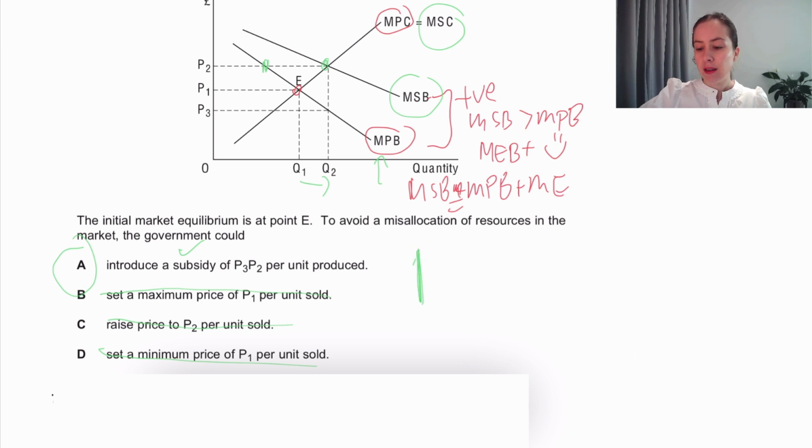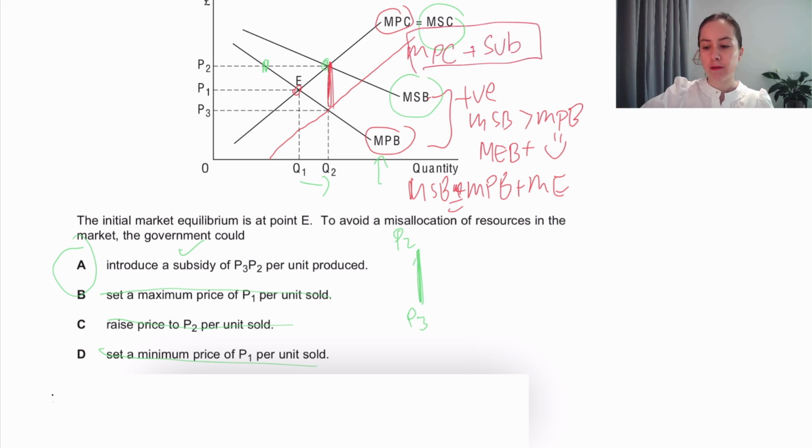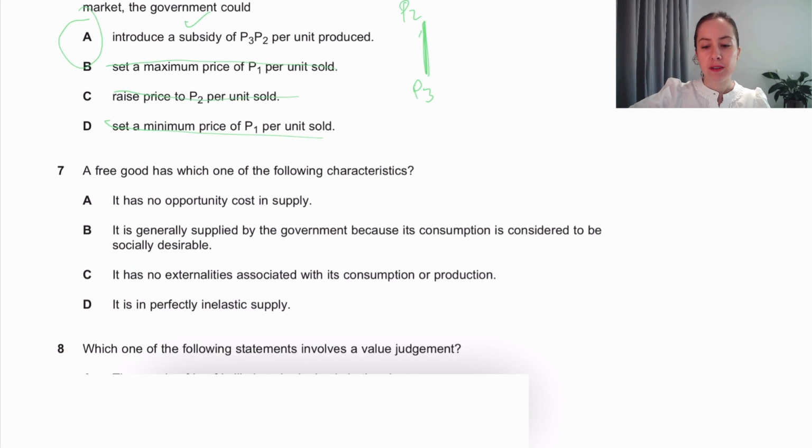you're subsidizing a height of P2, P3. So that would shift your supply curve down by P2, P3 exactly, which is that distance there. And if that happens, this is your MPC plus the subsidy. That's what's going to be produced by the firms, and consumers are going to demand that. So you can see that the new equilibrium will be at Q2. And that's the goal. You don't really care about the price, but the quantity has to be right.